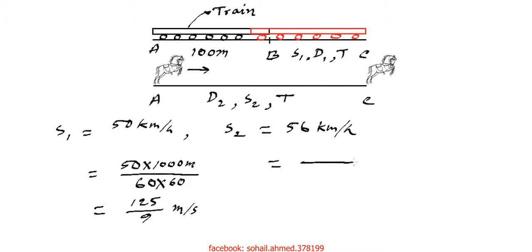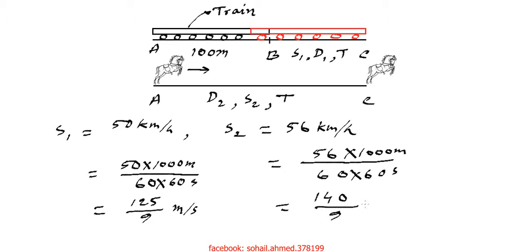Here 56 into 1000 meters divided by 60 into 60 seconds. So finally it will be 140 by 9 meters per second.